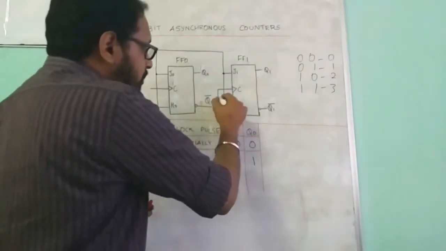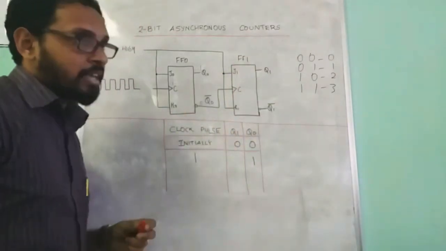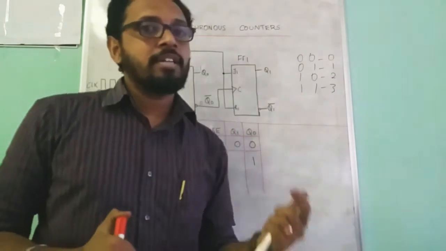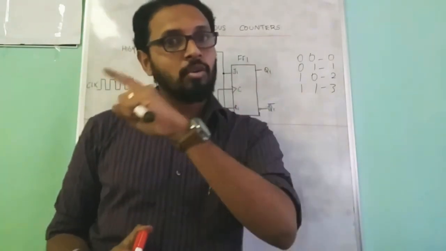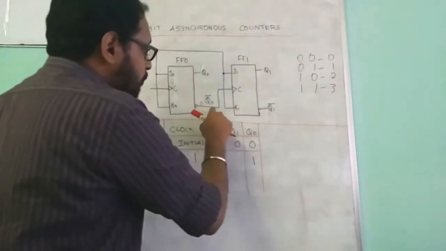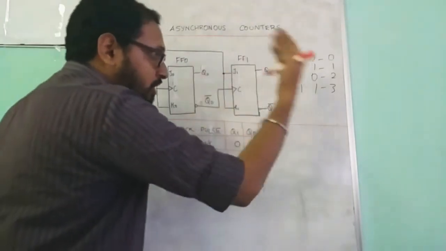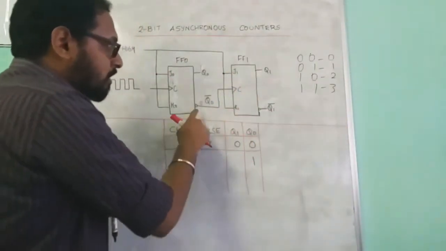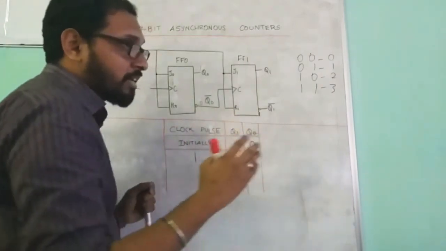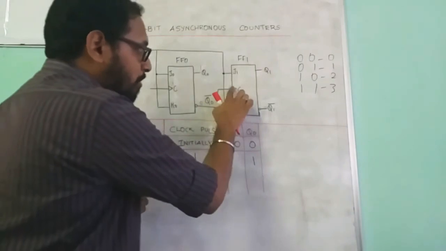Q0 bar, that 0 value will go to the next flip flop, but only high on the positive edge makes an effect or change in the Q0 output. That is, when Q0 bar is 0, this is positive edge triggering, there is no bubble. This shows that this is the Q0 bar output. It doesn't mean that it's negative edge triggering. It's positive edge triggering. There is no bubble here.